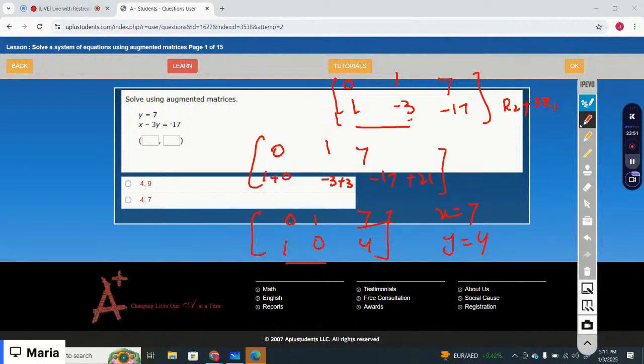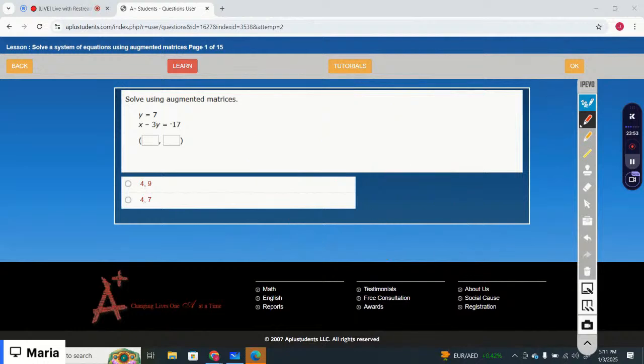The correct option is option number 2. That is 4 and 7.